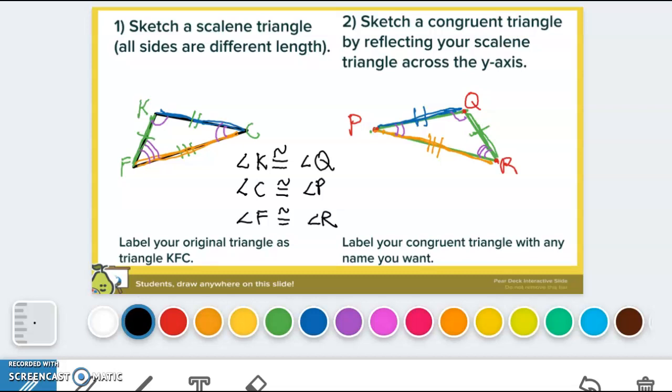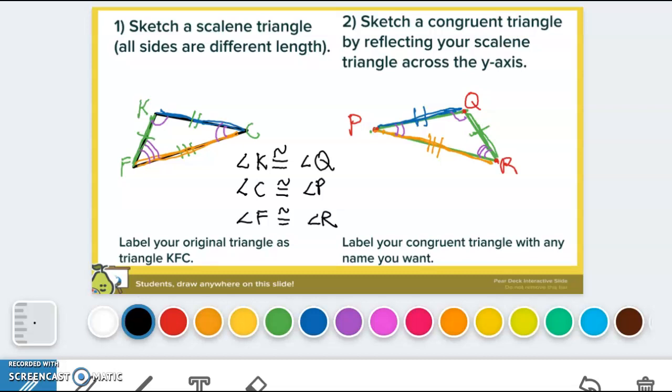Okay, now I would like you to state that we've just written statements that say the corresponding angles are congruent. Now I want you to make a statement about corresponding sides. How would you say that the green side on the left triangle is congruent to the green side on the right triangle? Okay, so how would I do that?